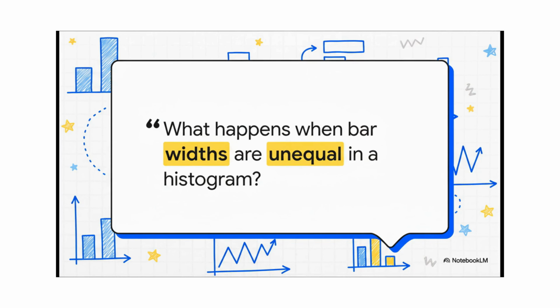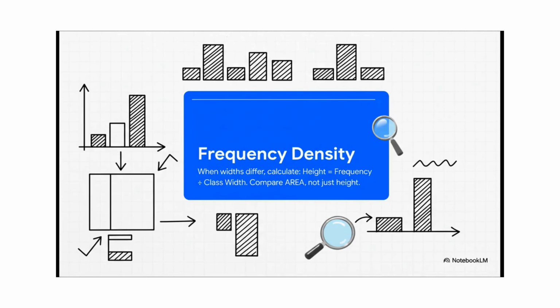Which leads us to this expert-level question. Standard histograms have bars of equal width, right? But what happens if they don't? How can you accurately compare a really wide bar to a really skinny one? The answer is a concept called frequency density. See, when the widths are different, you can't just compare the heights anymore. It's misleading. You have to calculate a new height by dividing the frequency by the width of that particular bar. This makes sure that the area of the bar is what's correctly representing the data.